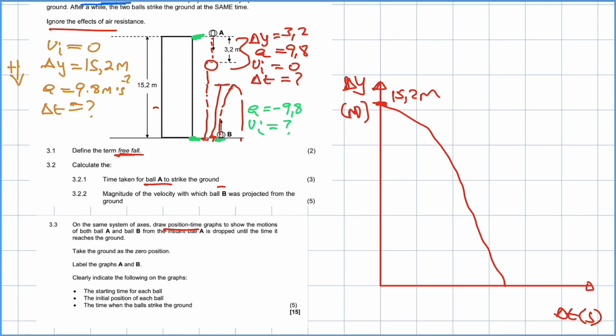You know that ball A will hit the ground after 1.76 seconds. And then ball B is going to be thrown upwards. But after how long? After 0.81 seconds. And then it will go up, reach a certain height, and hit the ground at the same time as ball A. So that is ball B, that is ball A. Okay, so that's the end of that question.